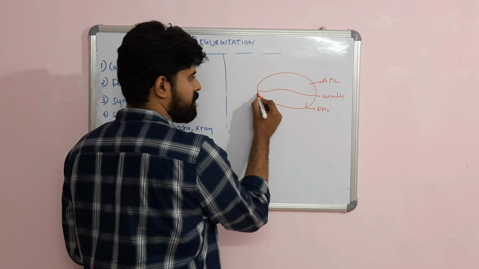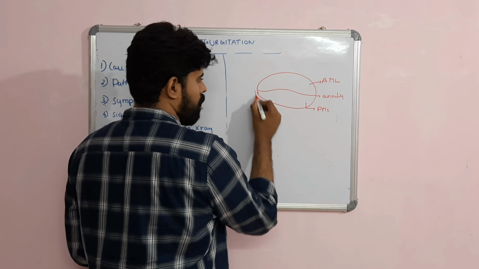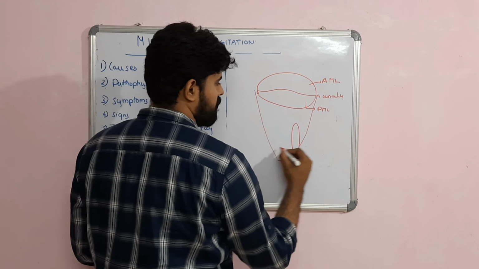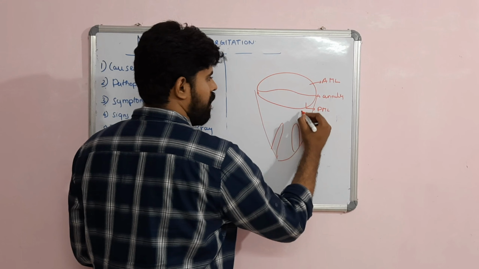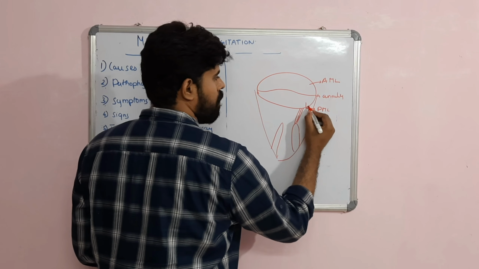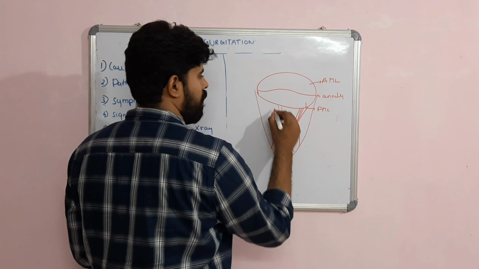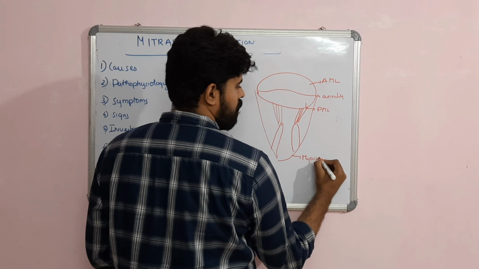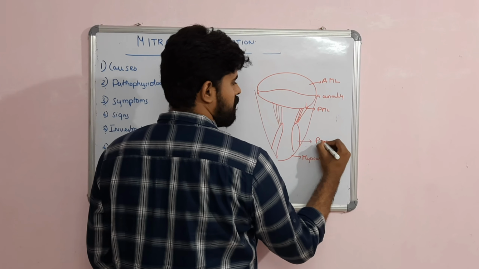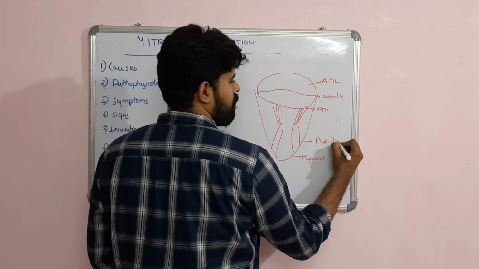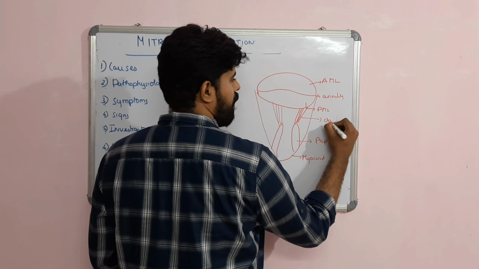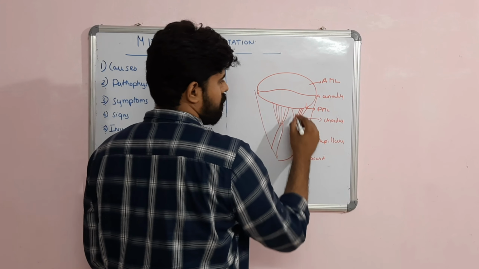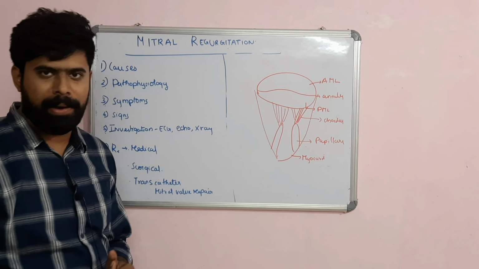So this annulus is connected to the two papillary muscles, namely the posteromedial papillary muscle and the anterolateral papillary muscle, and these two are connected by means of chordae tendineae. So this is the myocardium, and this is the papillary muscle, and this is the chordae. So this is the basic mitral valve apparatus.